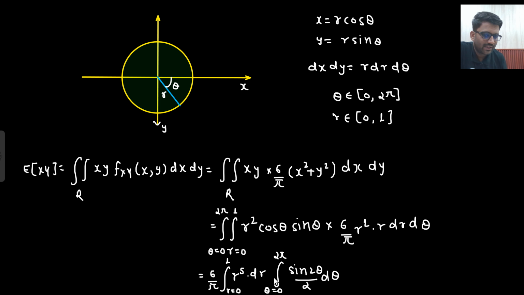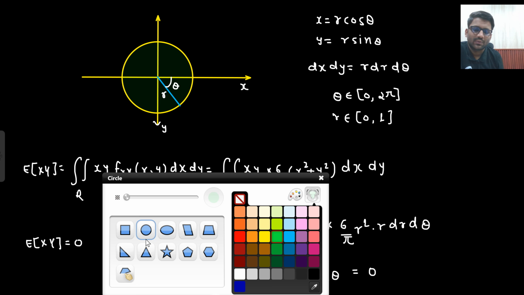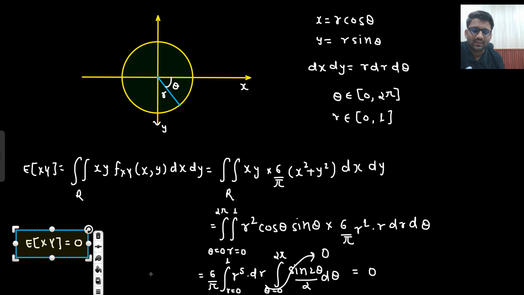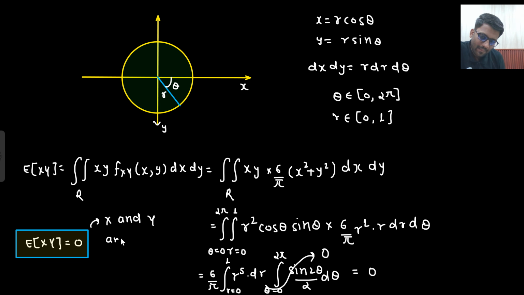You can solve this integration on your own. This integration will come out to be 0. And you can see that sin 2 theta is having a period of pi. So in 2 pi there will be 2 cycles. So this integration you can solve on your own and this will come out to be 0. So total answer is coming out to be 0. So expectation of xy is coming out to be 0. What does that mean? X and y are orthogonal to each other. Right? X and y are orthogonal. So first thing is done, that is orthogonality.